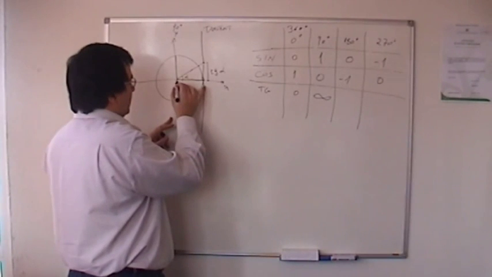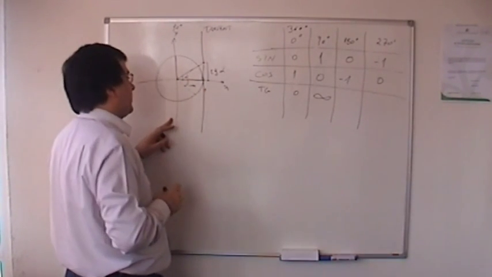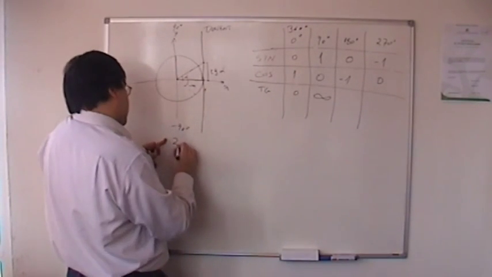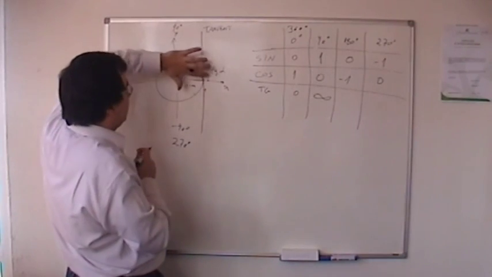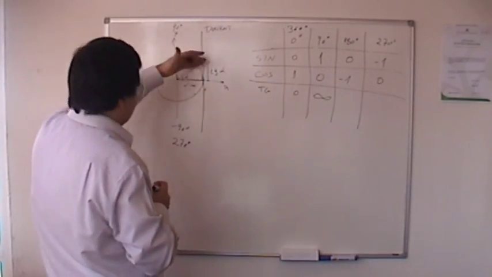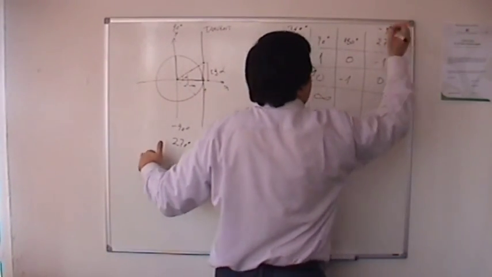Now, if you move our angle in negative direction, we have here minus 90, which is the same of 270, depending if you go in the normal direction or if you go in the opposite direction. So you have here also minus 90 degrees.